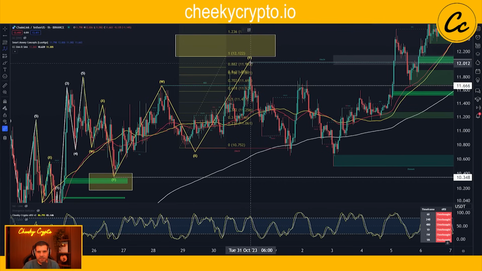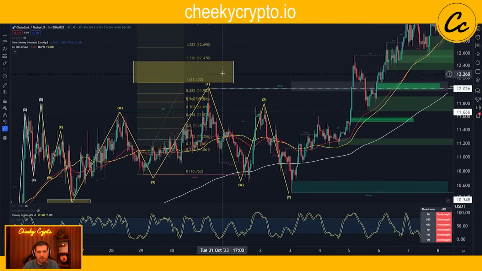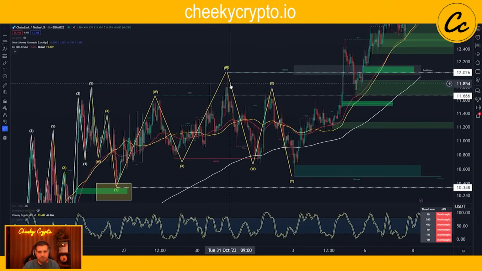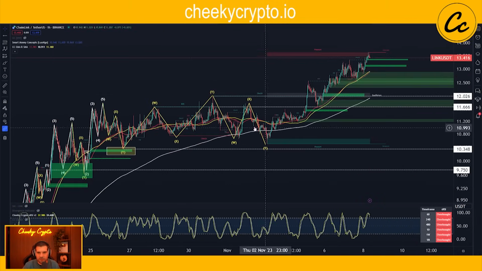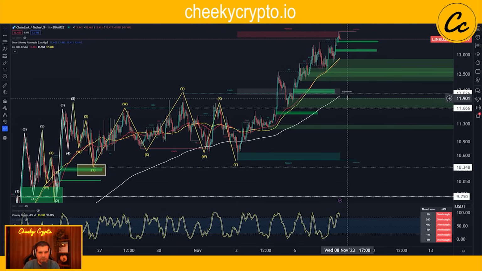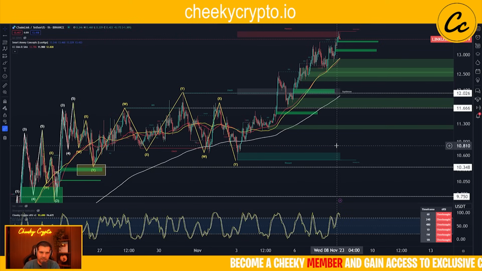From here we can see a 3-wave corrective pattern to the downside, and then we continue this run upwards. I'm just going to remove the analysis that we had previously, and we're going to take a look at what's going on over here. Interestingly enough, we can see that the white line is our 200 EMA, the red line is the 50 EMA, and the yellow line here is the 50 SMA.